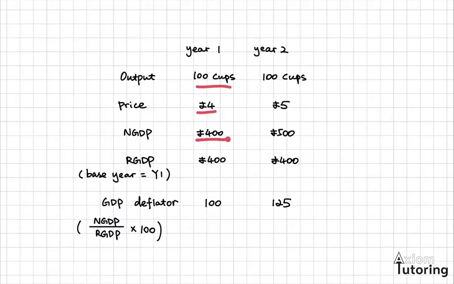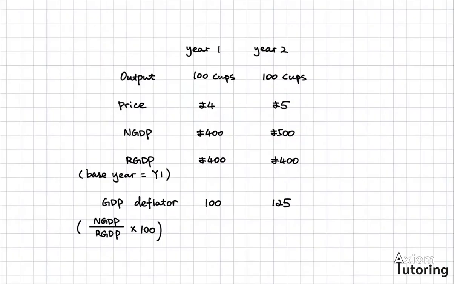Because this is the base year, the real GDP is also 400. And the GDP deflator is therefore 400 divided by 400 times 100, so 100. Now imagine that in the following year, the economy still produces 100 cups of coffee, but the price has risen to £5 per cup. Nominal GDP now becomes 100 times 5, so 500. However, real GDP remains 400, because the base year price times the current year output equals 400 pounds.